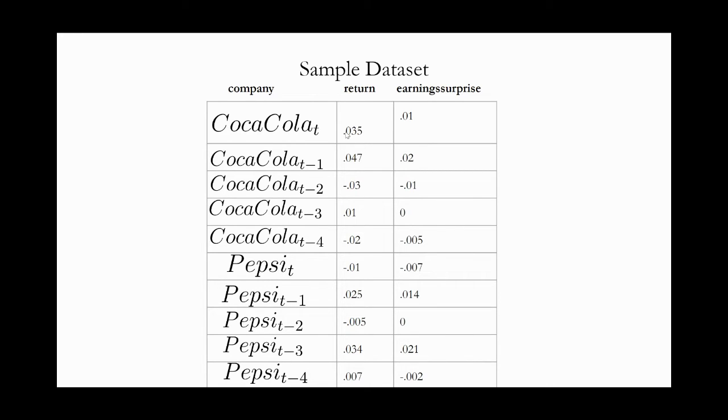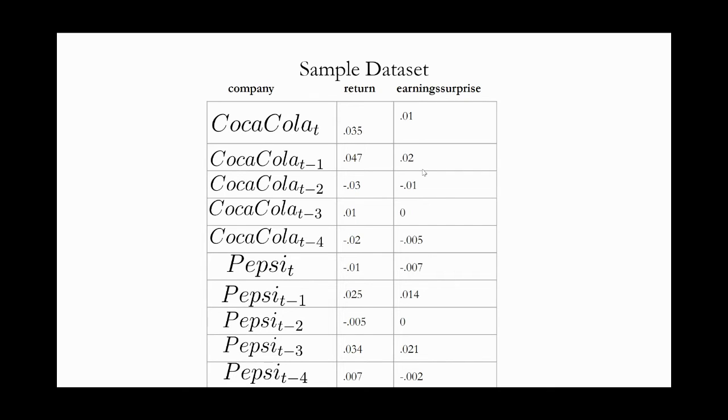And then we have our returns, right? This is our return in period t, this is our return period t minus 1 for Coca-Cola, this is our return for Pepsi in period t, this is our return for Pepsi in period t minus 1. So this would be like 2.5% return. This would be a minus 1% return. This would be a 3.5% return for Coke. This would be a 4.7% return for Coke in period t minus 1.